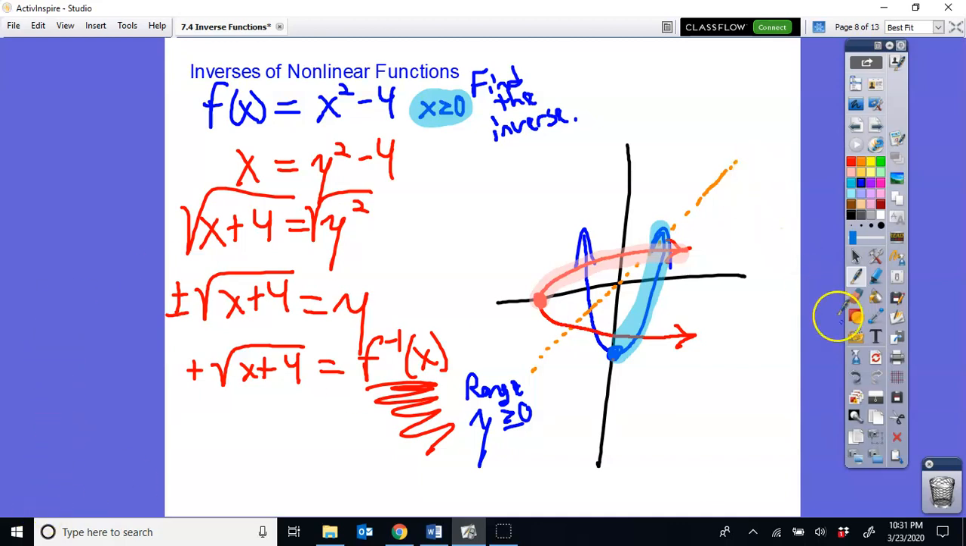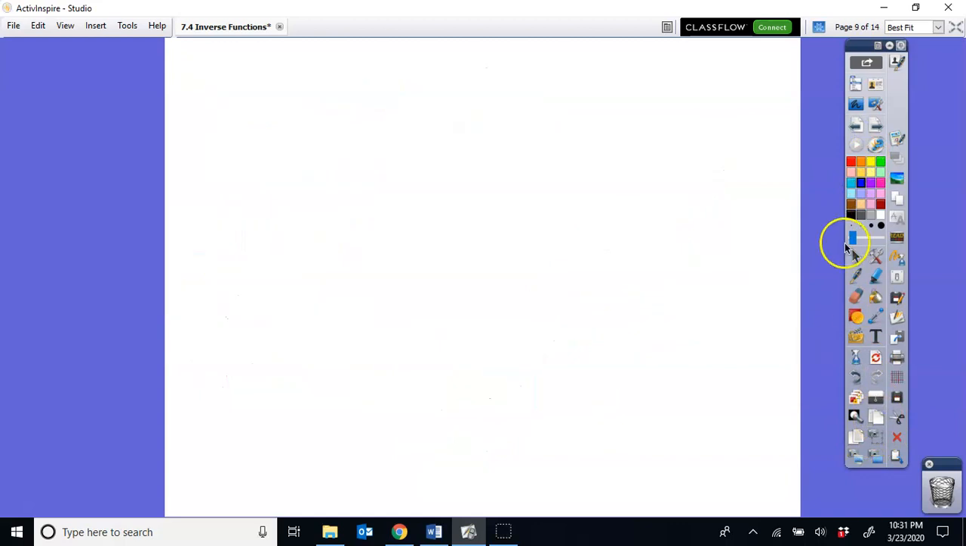So what I'm going to do is I'm going to give you another one that is a non-linear function to attempt to find the inverse. Alrighty. So I'm going to give you the original f of x here is the cube root.